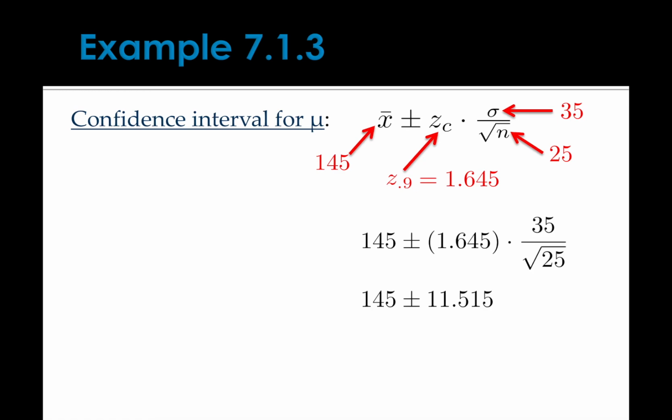So remember that plus or minus is notation for two different numbers, 145 plus 11.515, 145 minus 11.515. I'm going to do the minus first. So 145 minus 11.515, and that gives me 133.485. Then I'm going to add 145 plus 11.515. And that gives me 156.515. And that is our interval for mu. We're going to be 90% confident that the true population mean lies somewhere between 133.485 and 156.515.